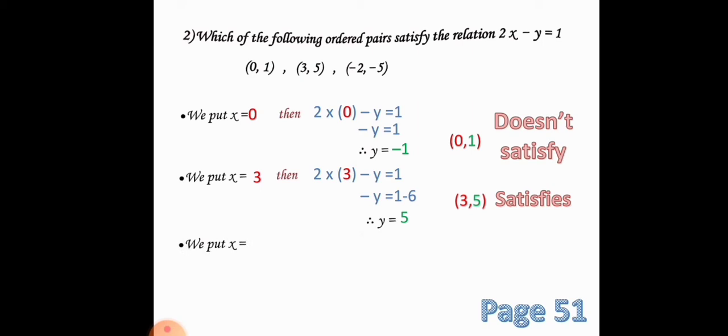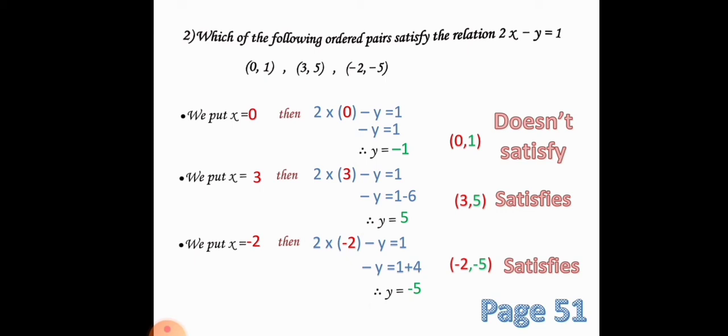We put the value of x equals, as in the last ordered pair, negative 2. So the value of y we must get is negative 5. Otherwise, it doesn't satisfy the relation. So if x equals negative 2, it means we multiply 2 by negative 2 minus y equals 1. 2 multiplied by negative 2 is negative 4. So we add 4 to both sides. It will be negative y equals 1 plus 4, which means that negative y equals 5. So positive y equals negative 5. And this is the same as the point he gave me in the example. So we say that the point negative 2 and negative 5 satisfies the relation.